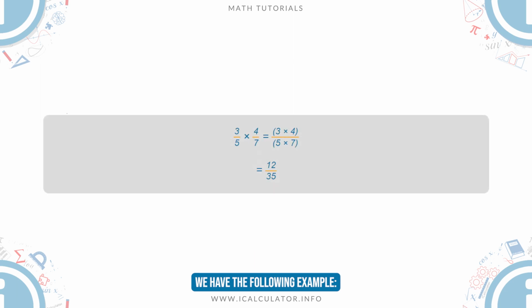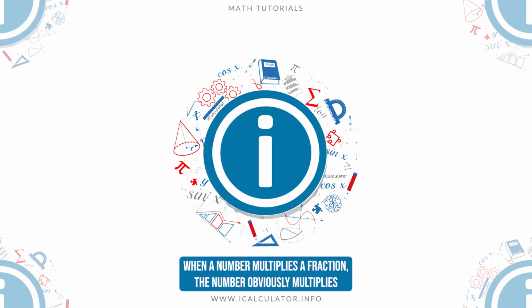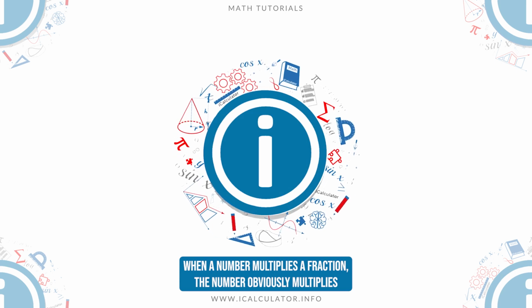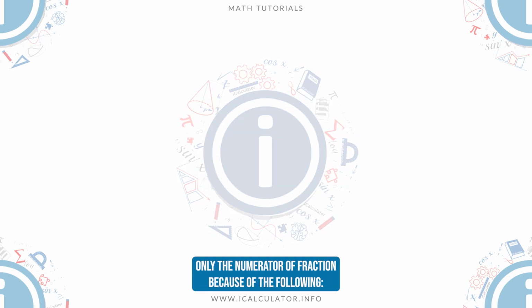We have the following example. When a number multiplies a fraction, the number obviously multiplies only the numerator of the fraction because of the following.